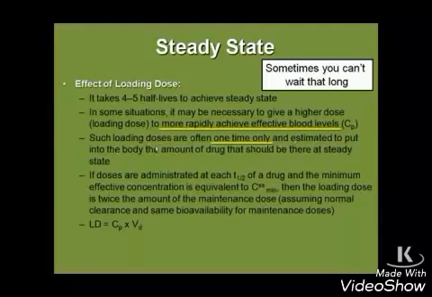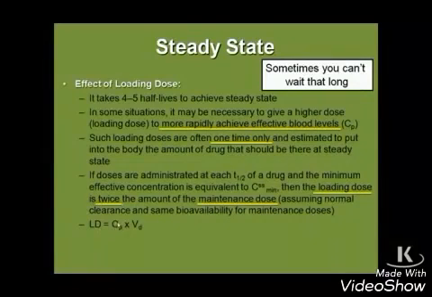So it's estimated to put the amount of drug in the body that should be there at steady state. Of course, if the doses are administered at each half-life and the minimum effective concentration is equivalent to the CSS minimum, then the loading dose is twice the amount of the maintenance dose, and we'll highlight that. In our previous example, we were giving a maintenance dose of 100 micrograms per mil. So a loading dose in that situation would be double that amount, or 200 micrograms per mil. Again, assuming normal clearance and same bioavailability for maintenance doses.